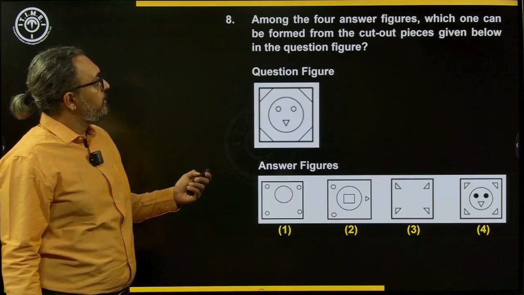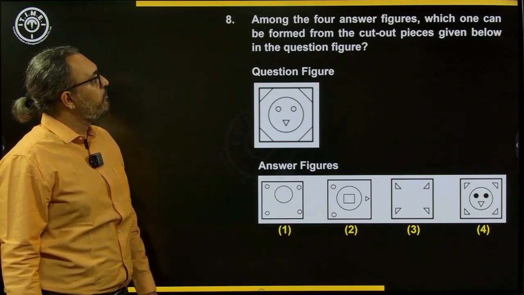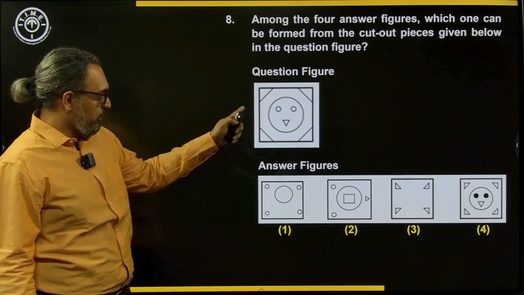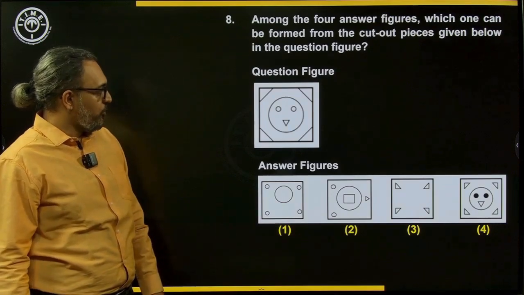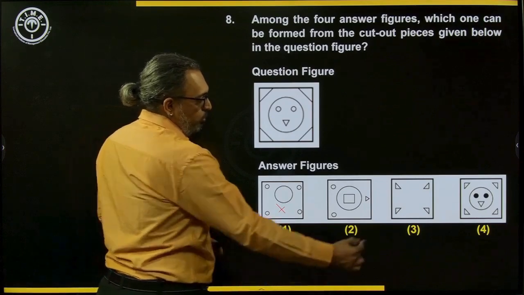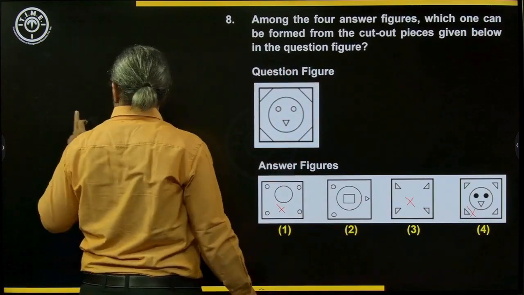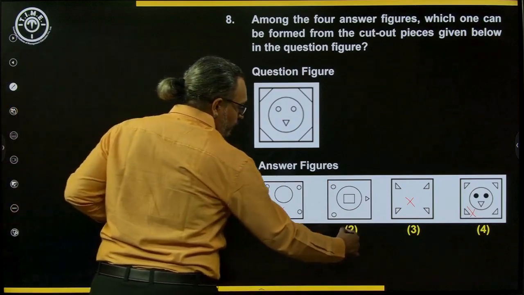right. Then next, among the 4 answer figures, which one can be formed from the cutout pieces given below in the question figure? Okay, so which among them can match? This triangle is missing in the first, then more than necessary triangles are available in third and fourth. So the only option that matches is option number 2.